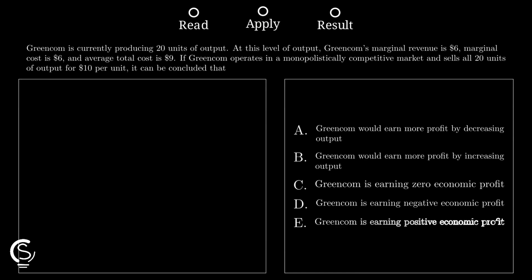First, use the profit maximizing condition. Firms stop changing output where marginal revenue equals marginal cost. And here, both are 6. So producing 20 units is already the best output level.